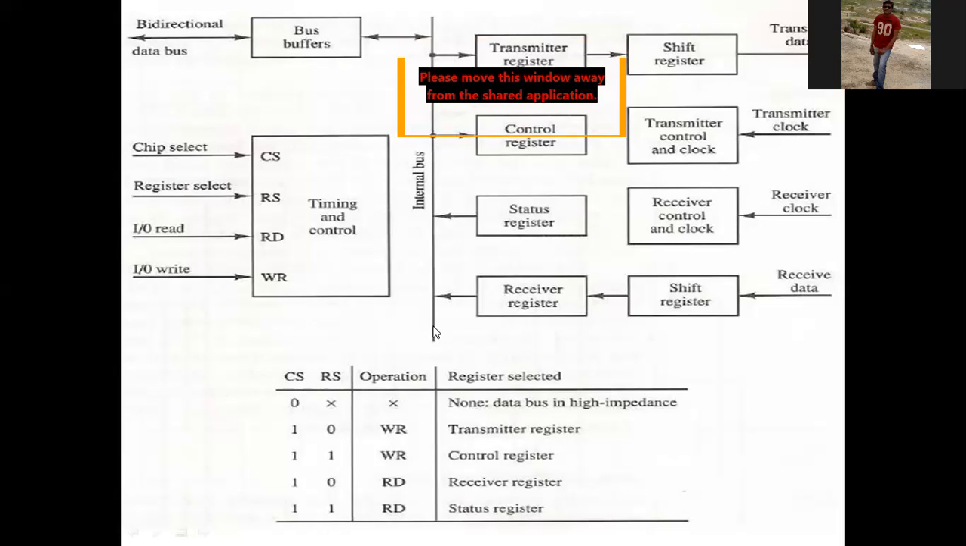What are the two write only registers? The two write only registers are the transmitter register and the control register, and the two read only registers are the receiver register and the status register.